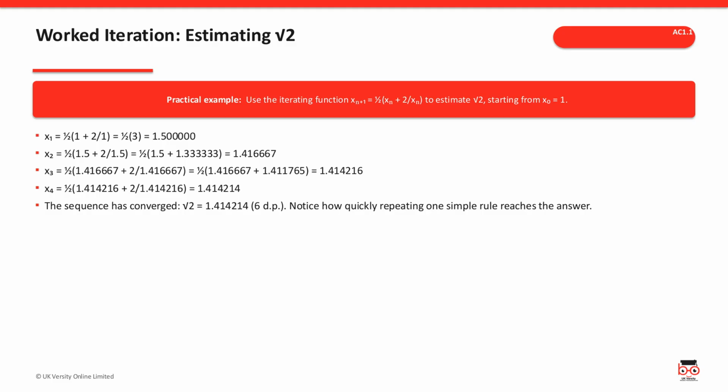Let's see it in action by estimating the square root of 2. Our rule is x sub n plus 1 equals a half times x sub n plus 2 over x sub n, and we'll start from x0 equals 1. First step, a half of 1 plus 2 over 1 is a half of 3, which is 1.5. Feed that back in, and a half of 1.5 plus 2 over 1.5 gives about 1.416667, and one more turn brings us to 1.414216. By the next step, it's settled at 1.414214, which is the square root of 2 to 6 decimal places. Look how quickly one repeated rule gets there.